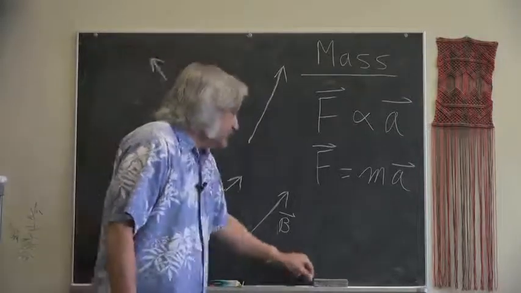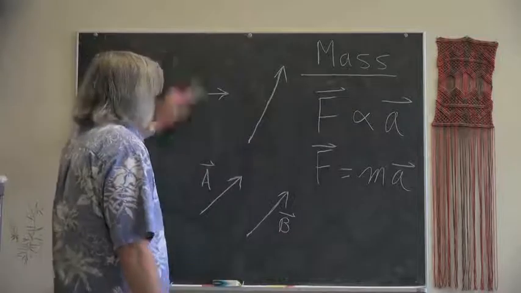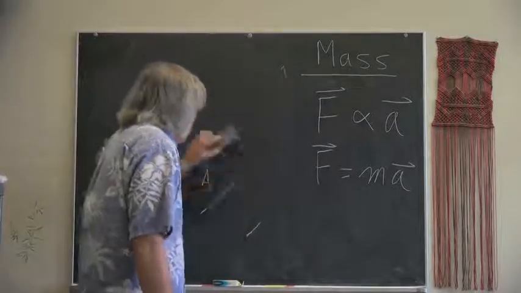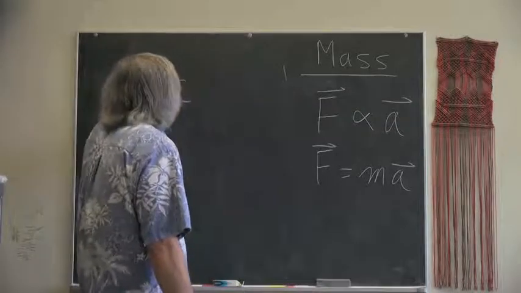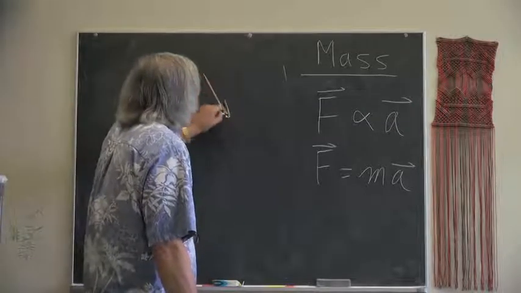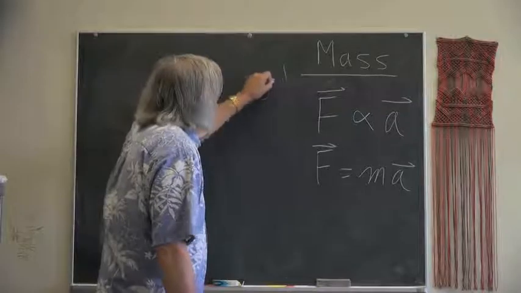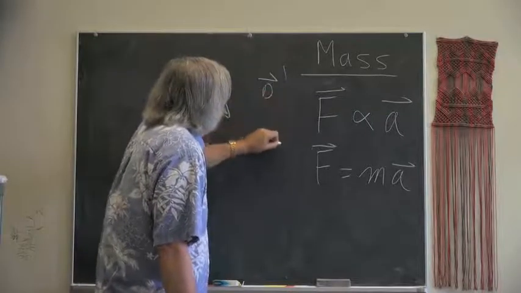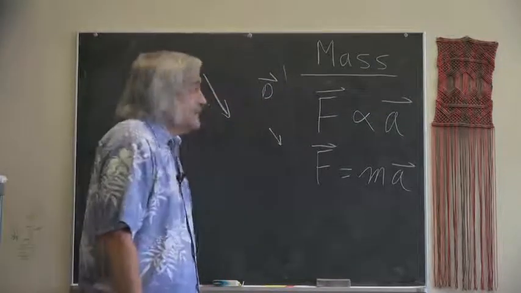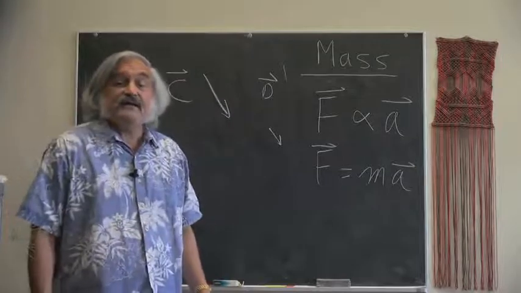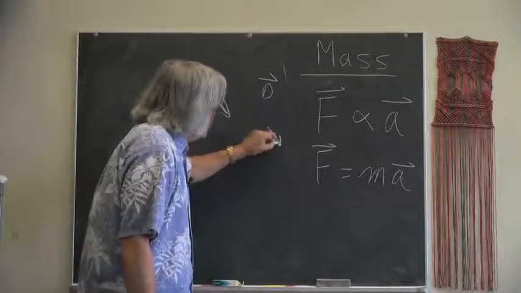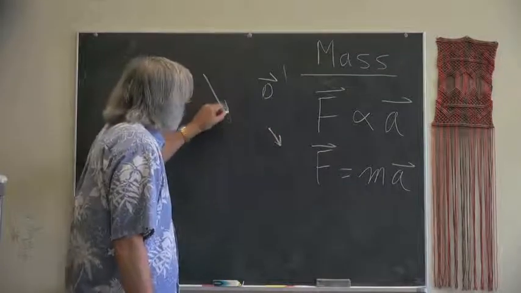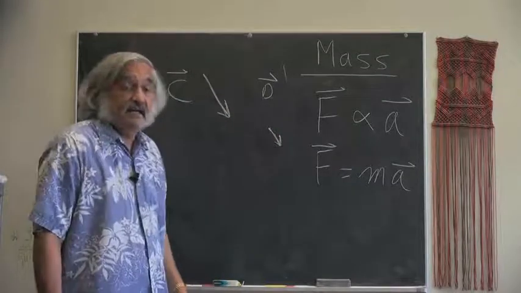However, to choose some other combinations, the vector C is not equal to the vector D, even though their directions are the same, because the length of D is not equal to the length of C.